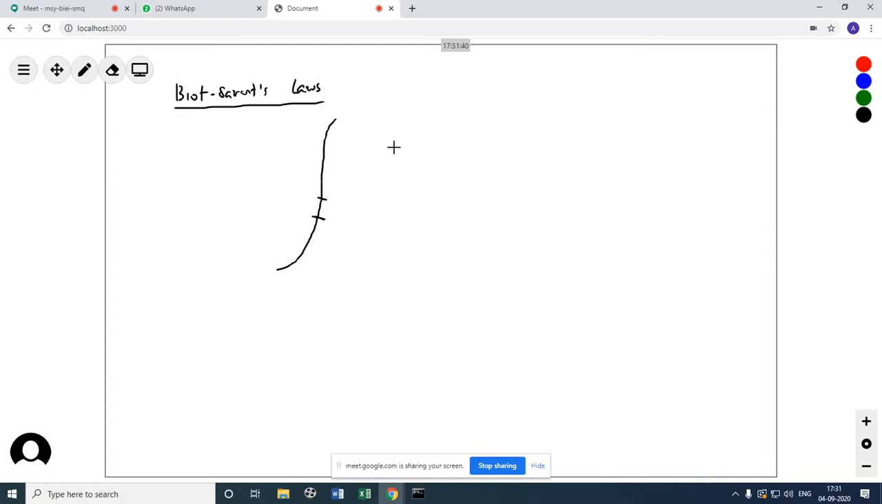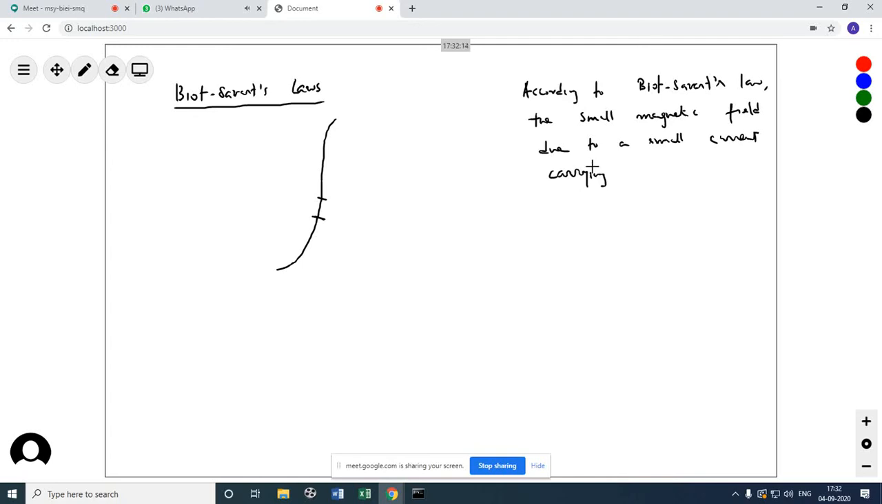So according to Biot-Savart's law, the small magnetic field dB due to a small current carrying element dl is, we can write it in many ways, given as dB is directly proportional to the current through the wire.